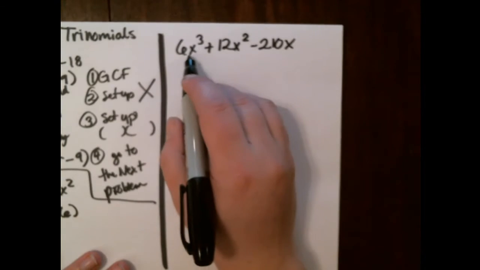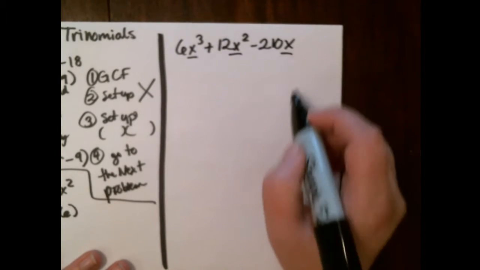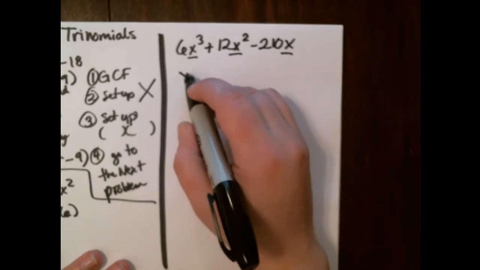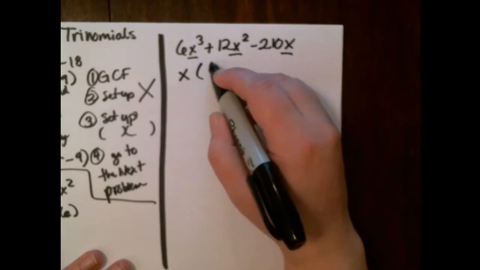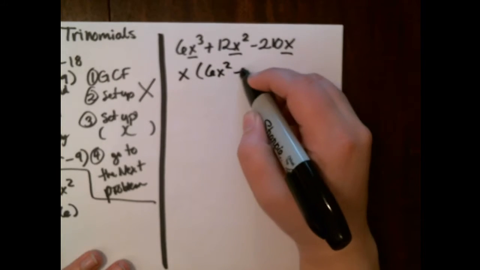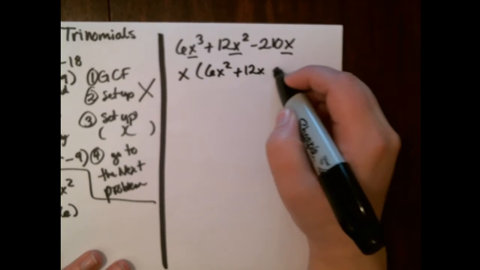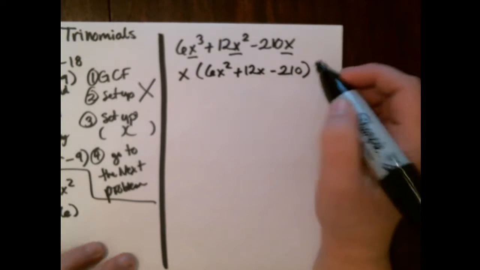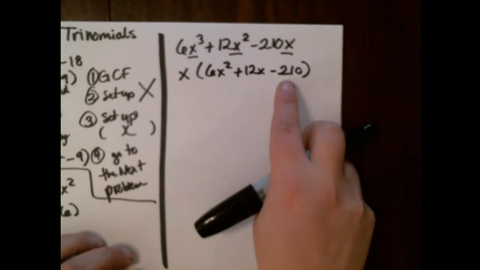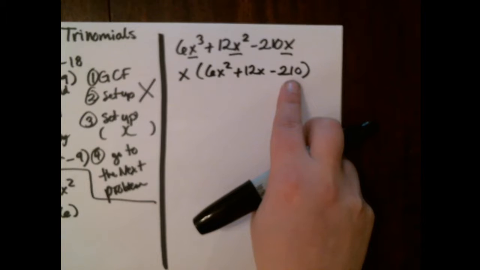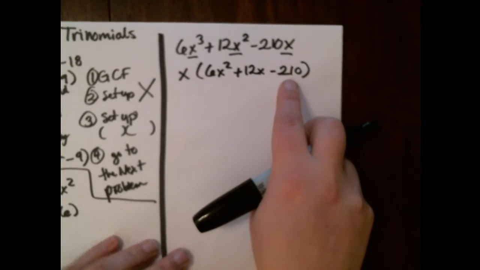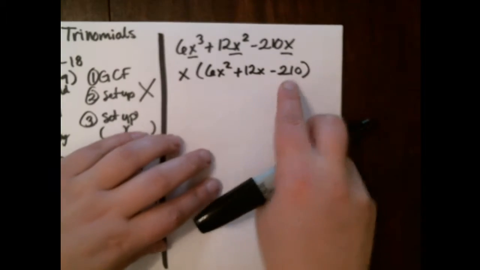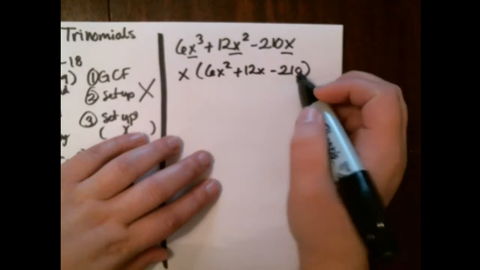GCF. I see that I have an x in every single term. So I'm going to take the smallest number out, which is 1. I'm going to take 1x out of everything. So I would have a 6x squared plus a 12x minus 210. Now I'm betting that 6 will go into this 210. If I take it and put it in my calculator and divide by 6, I get a 35 out, and that's an even number, so it works.